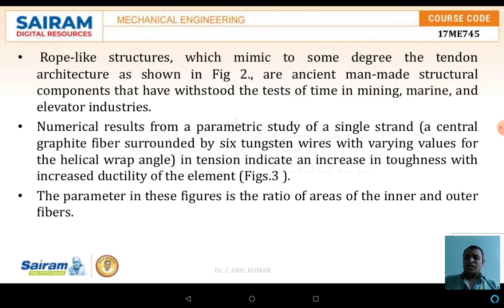Rope-like structures, which mimic to some degree the tendon architecture, are also discussed in the further slides, along with ancient man-made structural components that have withstood the test of time in the mining, marine, and elevator industries. If you take the example of metallic ropes, the n number of wires are twisted, and even these wires are of smaller diameter. Another example is the normal rope that we see, which is fabricated from coir.